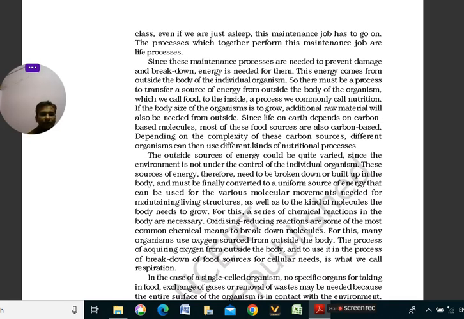Dear students, heterotrophic nutrition. In this mode of nutrition, organisms obtain ready-made food from outside sources. As they cannot prepare their own food, animals including human beings and fungi are heterotrophs. Depending on the availability and mode of obtaining food, heterotrophic nutrition is of saprophytic nutrition, parasitic nutrition, and holozoic nutrition. We will discuss it later on.